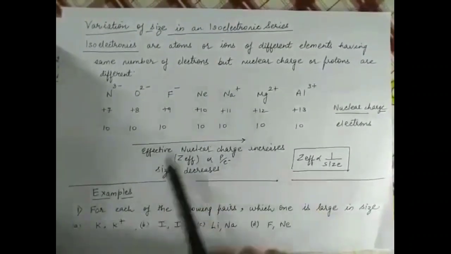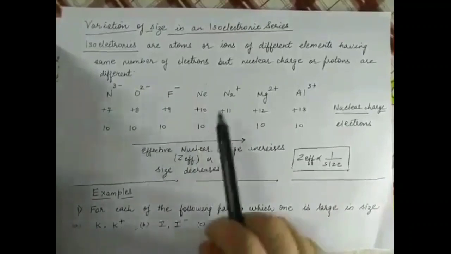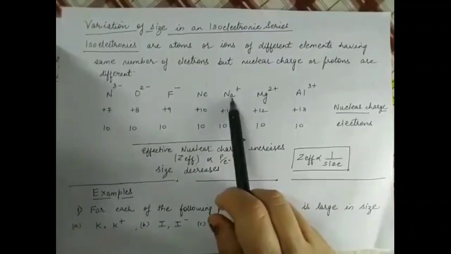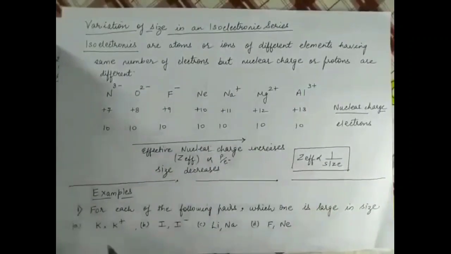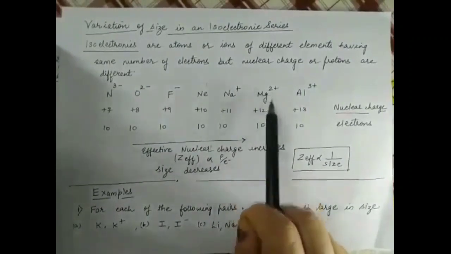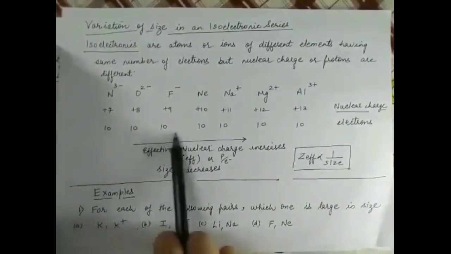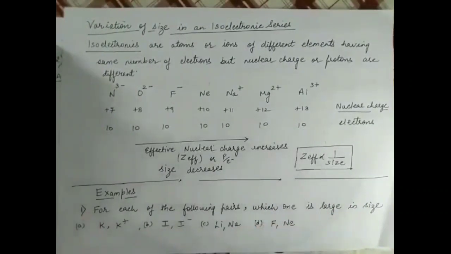Now Na plus, the number of protons is 11. So a neutral sodium atom has 11 electrons, but Na plus means 1 electron it has lost. So the number of electrons will be 10. Likewise, Mg2 plus 10 electrons, Al3 plus 10 electrons. So all these species have the same number of electrons. This is my isoelectronic series.